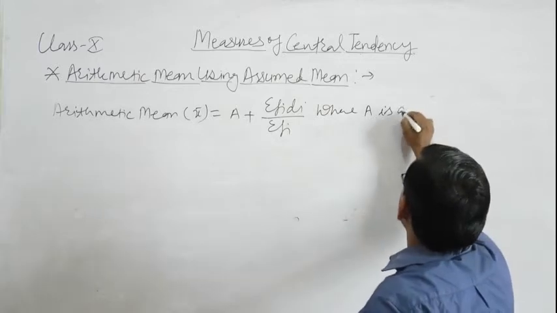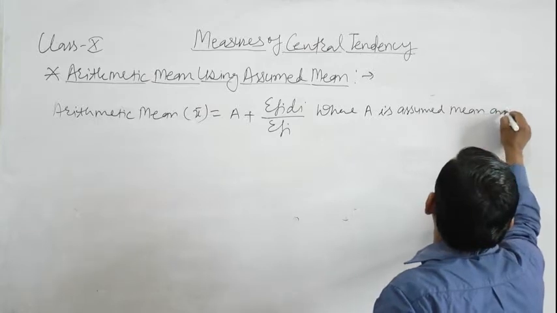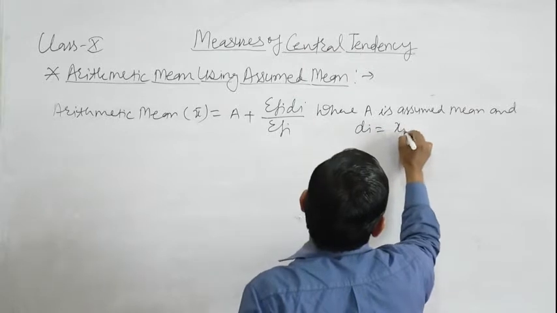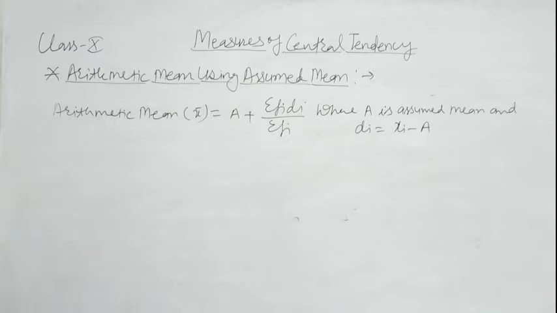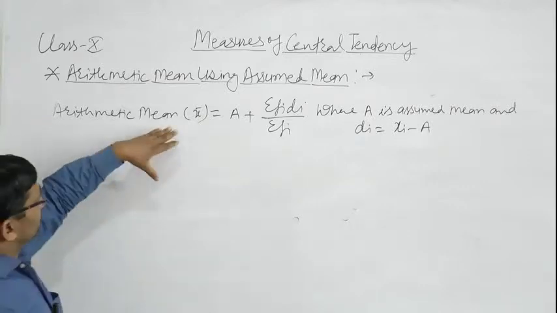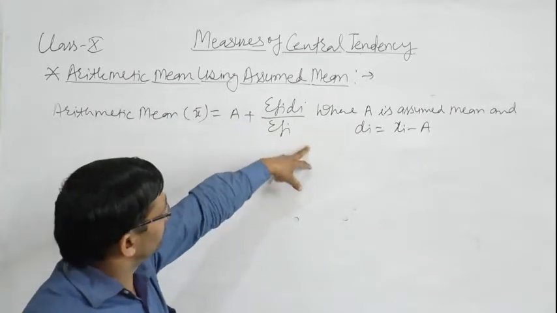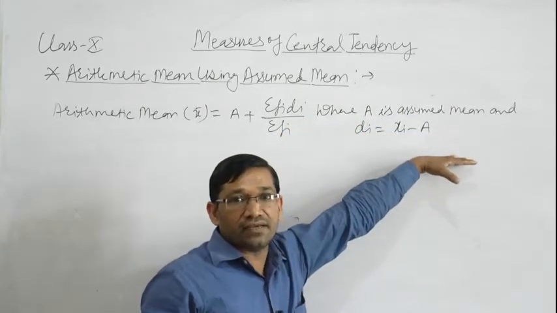Where a is the assumed mean and di is equal to xi minus a. So this is the formula of arithmetic mean by using assumed mean. We use arithmetic mean x bar is equal to a plus sigma fi di upon sigma fi, where a is the assumed mean and di is equal to xi minus a.